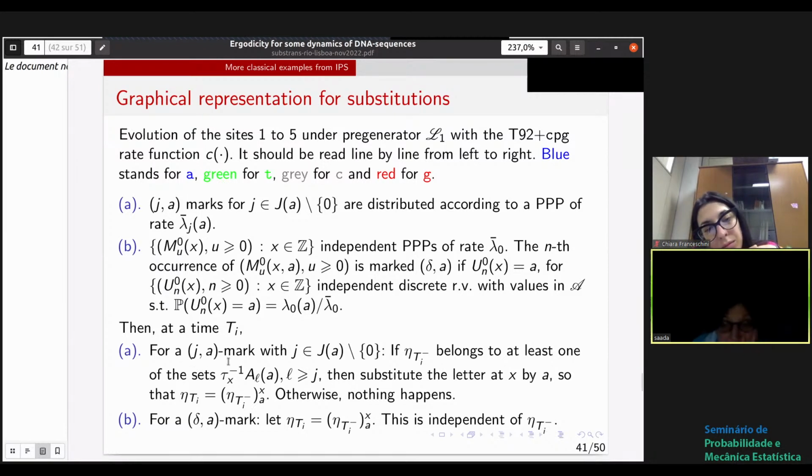In the first case, we look at what happens for eta ti minus 1. Either it belongs to at least one of the sets x minus 1 of A larger than J, so that's what we have in the generator. Then we do the substitution. We put A on site X, like that, otherwise nothing. And for delta A, we see that we have no condition, so we always do the substitution to A.